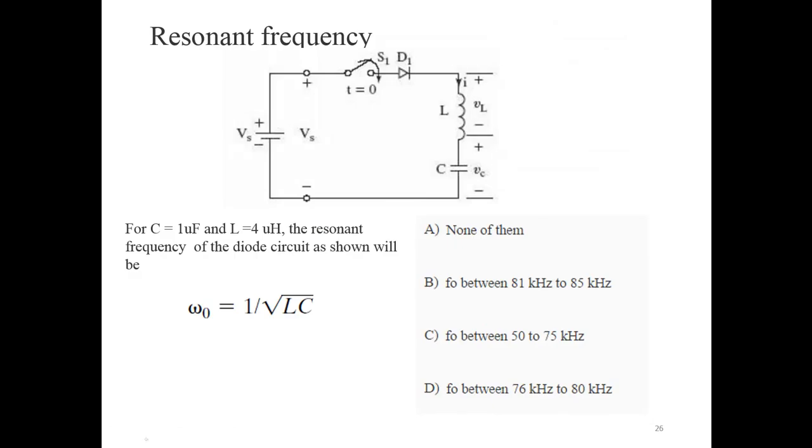Now, the resonant frequency is normally given by 1 over root LC. Given the capacitor C and L, what will the resonant frequency be? Here it is given in kilohertz, but the frequency is equal to omega 0 divided by 2 pi. Omega is in radians per second. If you want to convert to hertz, you have to divide it by 2 pi. That's how you should be able to calculate.